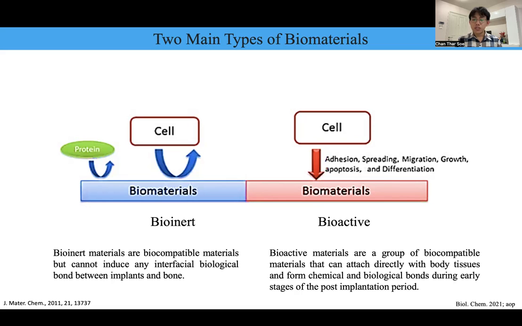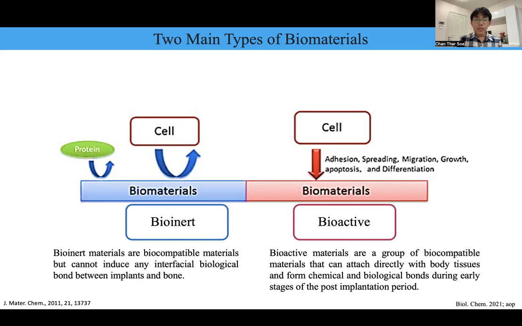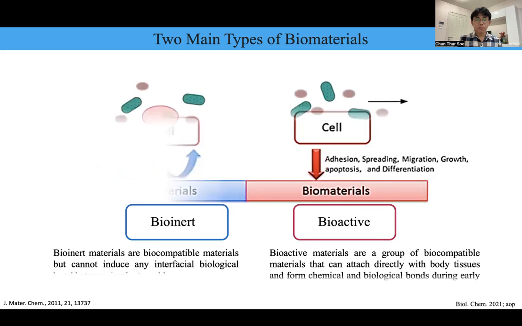Bioactive material, on the other hand, is very active material. It is not toxic, not bad for the implant, but it is compatible and supports cell functions like adhesion, proliferation, migration, growth, and so on. This kind of biomaterial we call bioactive material. So we know bioinert and bioactive are two different kinds of biomaterial.